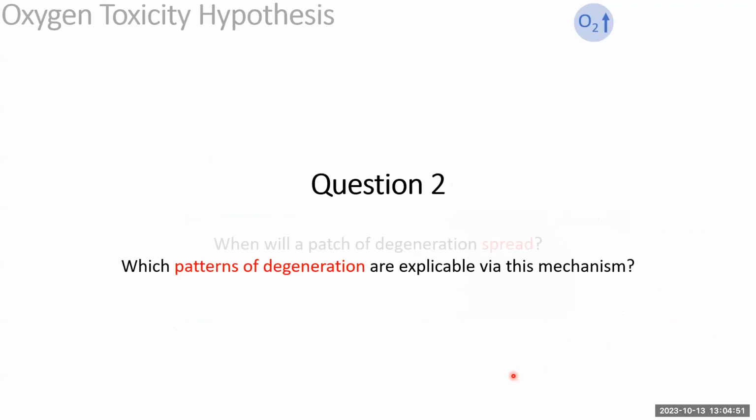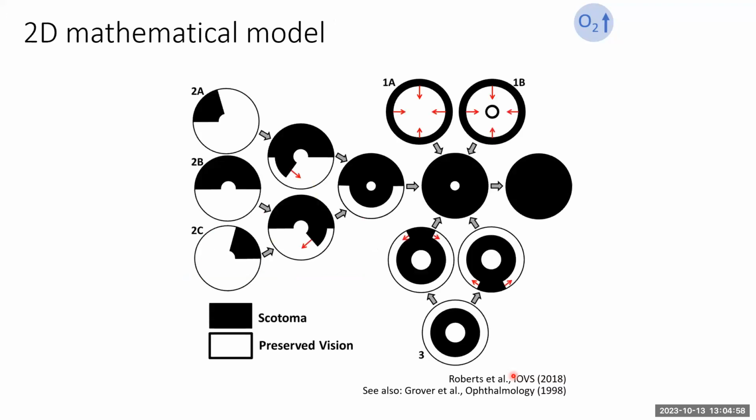And then I'll finish with the second question, which is which patterns of degeneration are explicable purely via the oxygen toxicity mechanism. Just to remind you, these are the patterns of degeneration that we see from measurements. You might start with a restriction of the peripheral visual field, perhaps accompanied by a little ring scotoma around the fovea. Sometimes it will start in the superior field and wind around inferiorly. Sometimes it starts from the mid-peripheral ring scotoma, and that extends superiorly or inferiorly and winds around the edge. In each case, you'll end up with central vision preserved, but eventually that's lost.